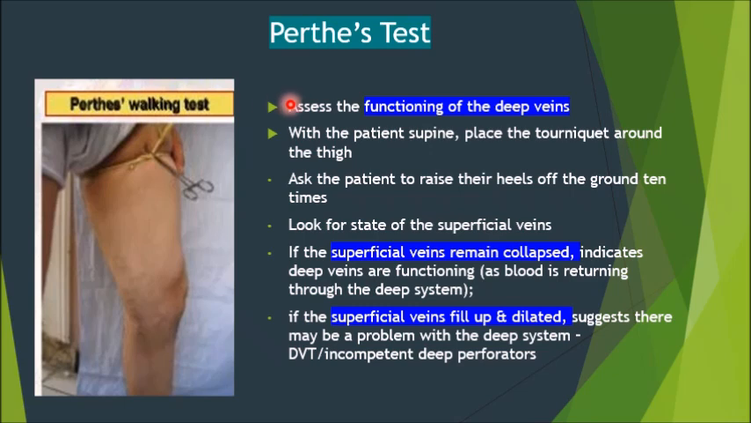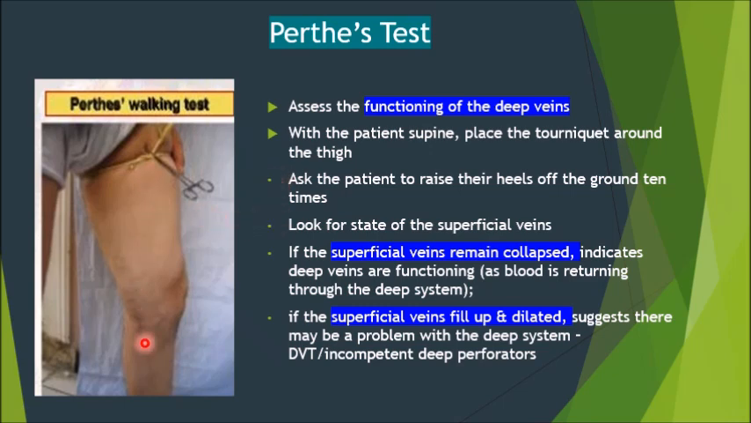Okay, so what you do with the patient supine, place the tourniquet around the upper thigh, ask the patient to raise their heel off the ground 10 times. That means ask him to exercise by raising the heel up and down for 10 times. Then look for the state of the superficial veins in the leg.